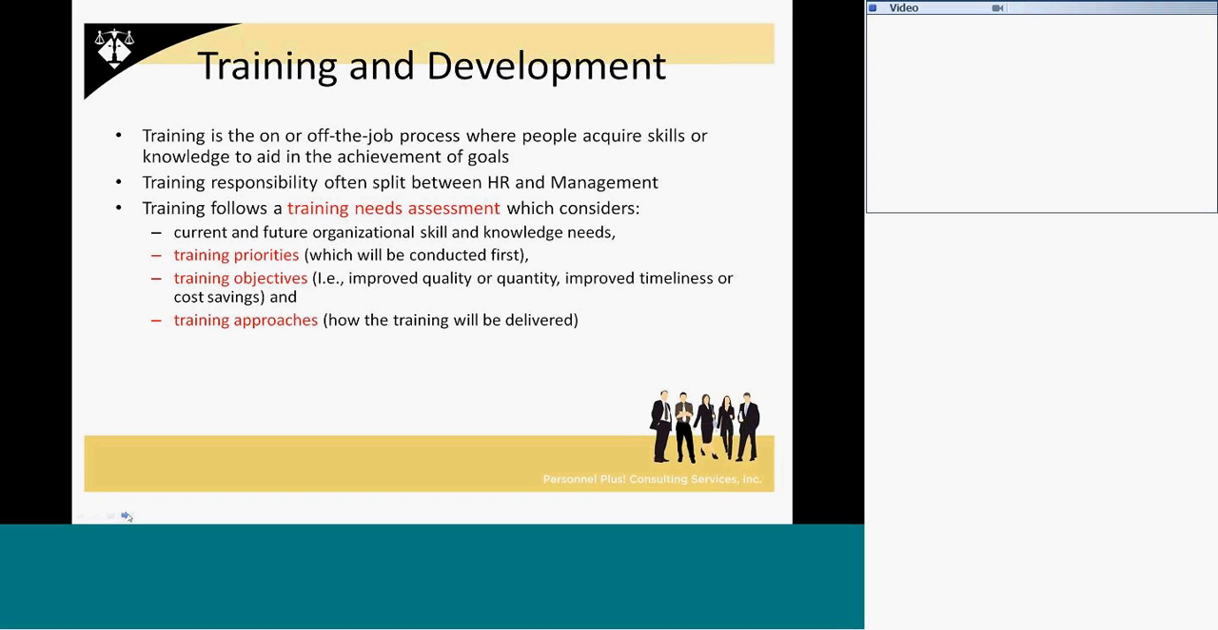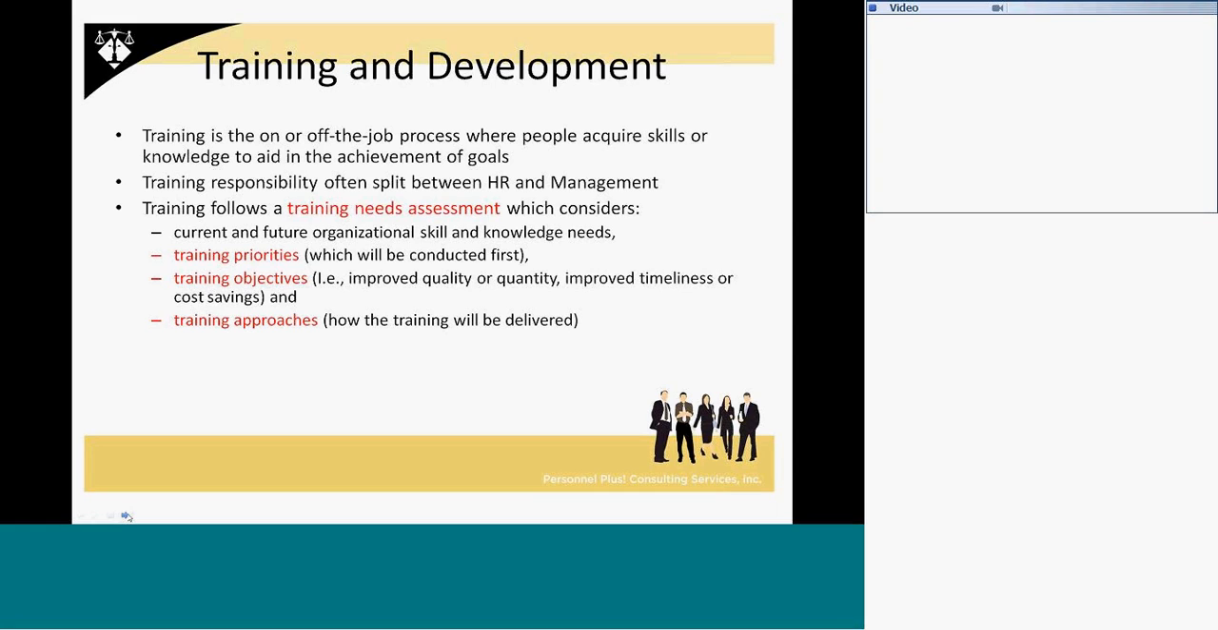Topic: training and development in the workforce. So training is defined as either an on or off the job process. On the job training is where you actually perform the work and learn by performing it. Off job might be classroom training or other places where they do it away from the actual physical work site. But the process of training is where people acquire skills or knowledge that help them achieve certain goals that are important to the employer.